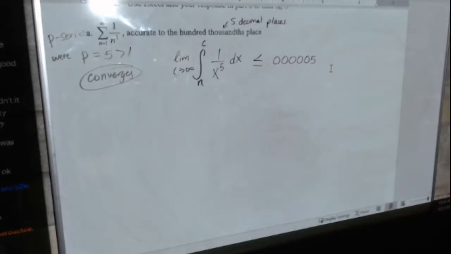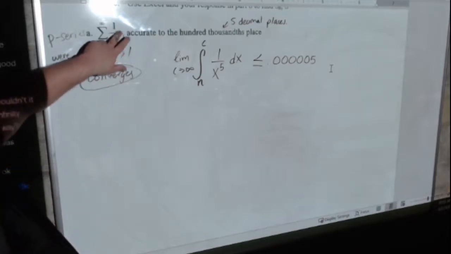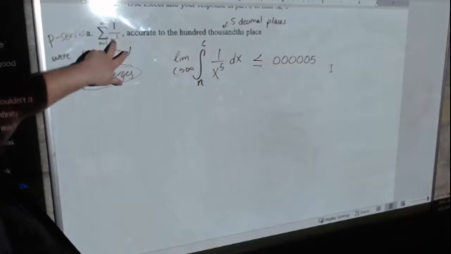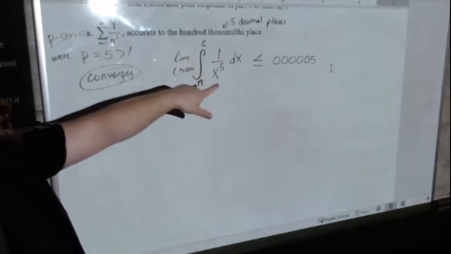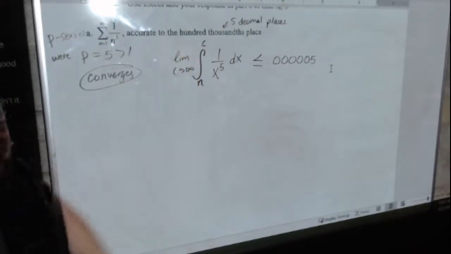All right. Any questions about the setup before I go ahead and solve? Right, it's literally take the integral of the terms inside the series from n to infinity, and it has to be less than or equal to whatever they tell you.